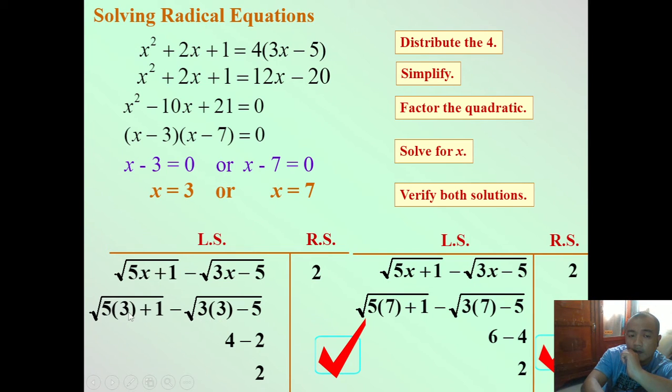We have 16, so 4. 9 minus 5 is 4, so 2. 35 plus 1 is 36, so 6. 21 minus 5 is 16, so 4. The square root of 16 is 4. 4 minus 2 equals 2. 6 minus 4 equals 2.